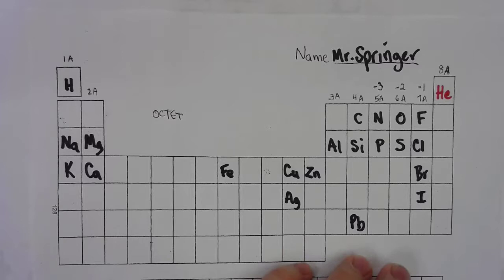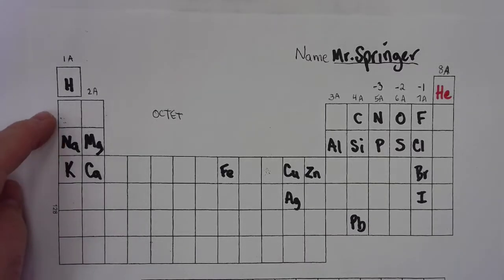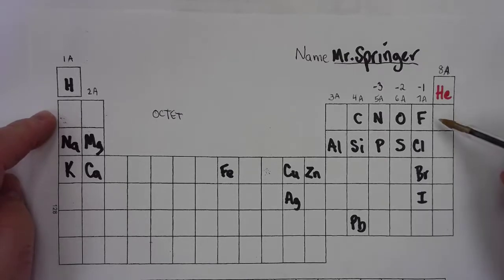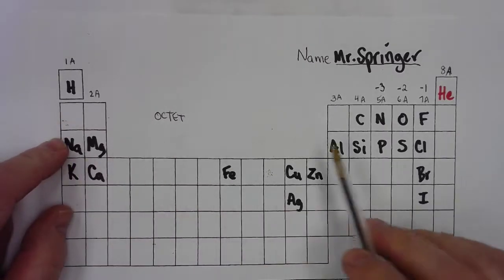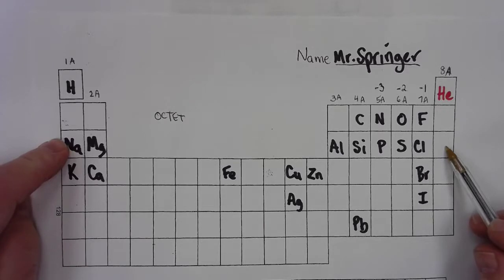I'm going to skip over 4A for right now. On this other side, the first column, well, they would either need to gain 7 if they want to get to the end of their row, like sodium would need to gain 7 in order to have the same electrons as argon out here in group 8A.